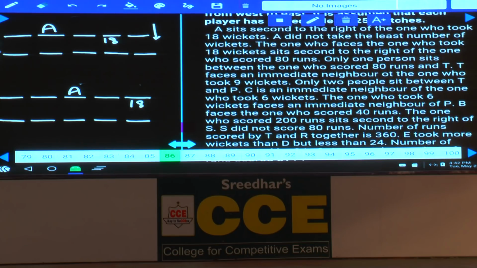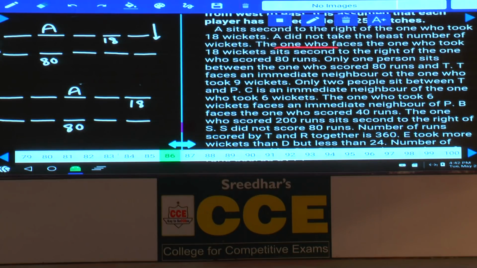Then the one who faces the one who took 18 wickets sits second to the right of the one who scored 80 runs. So the one who took 18 wickets is facing the person seated second to the right of 80. The 18 person is seated second to the right of whom? 80 runs. Hence, the one who scored 80 must be opposite to whom? Opposite to A. Similarly here also 80 must be at this place. Are you following this one or not?